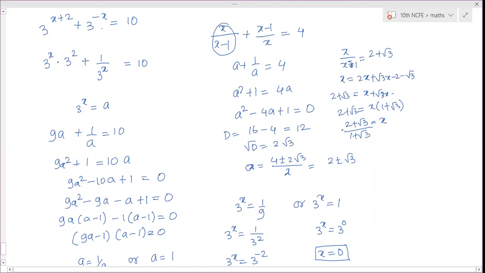Now rationalize it. Same thing for the other value, 2 minus root 3. You have to do the same thing. You will get 2 minus root 3 by 1 plus root 3, but write the denominator as root 3 plus 1. Otherwise, you will get the negative values.